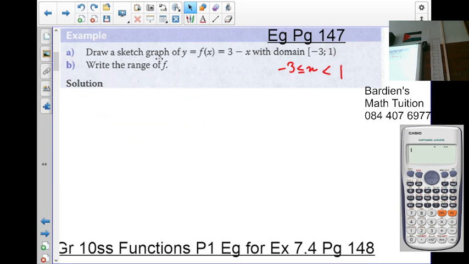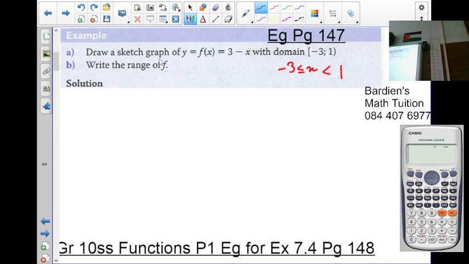Okay, so they ask you to draw the graph of y is equal to f of x, which is equal to 3 minus x. What type of graph is that? It's a linear graph, or a straight line graph. How do I know that? The highest exponent on x is 1. Can you see here the highest exponent?